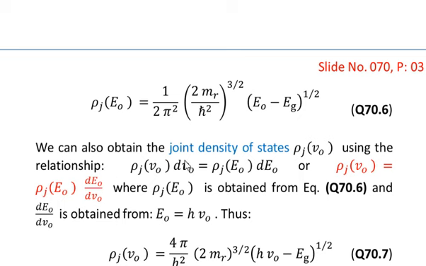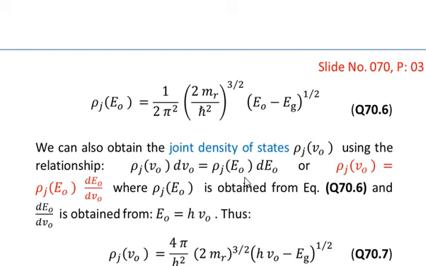We can also obtain the joint density of states. So this j actually represents the joint density of states. So we can obtain the joint density of states rho j of nu naught using the relationship rho j of nu naught multiplied by d nu naught is equal to rho j of E naught multiplied by dE naught, because both statements are equivalent. This is in terms of frequency nu naught, and this is in terms of energy E naught.